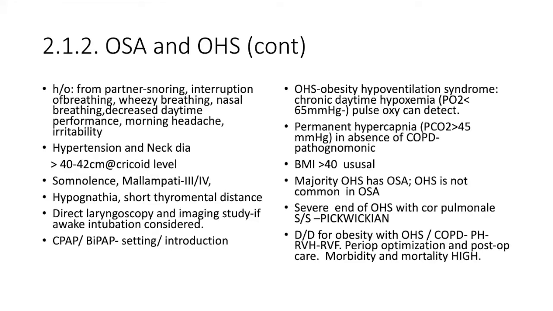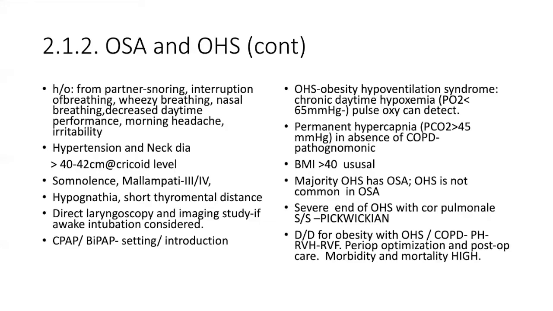Obesity hypoventilation syndrome, on the other hand, is a chronic daytime hypoxemia, PO2 less than 65 millimeter of mercury. Pulse oximeter can detect this. And there is permanent hypercapnia, PCO2 more than 45 millimeter in the absence of COPD. That is pathognomonic. And BMI usually more than 40. Majority of the OHS has OSA. And you know about Pickwickian syndrome. Pickwickian is the severe end of the obesity hypoventilation syndrome with cor pulmonale features.